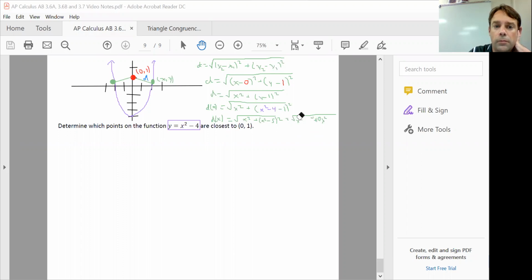There we go. Oh man, I erased the wrong thing, didn't I? All that and I erased the wrong one. So plus x to the 4th, we'll try this again here. Minus 10x squared plus 25.